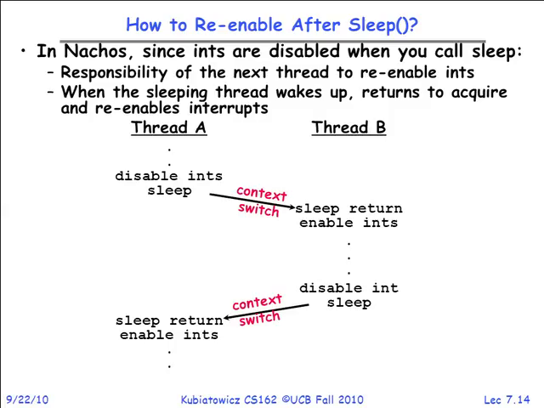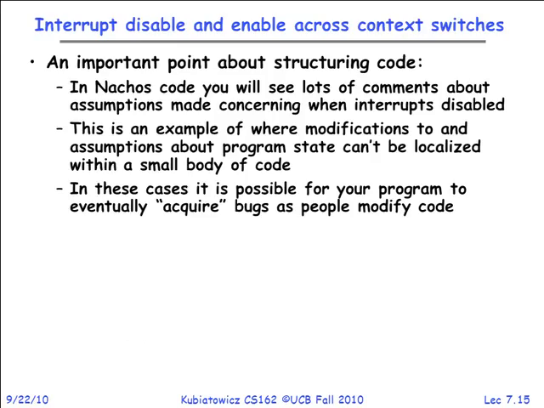Okay. So basically, I'm just repeating this. In Nachos, you'll see lots of comments and assumptions about when interrupts are disabled and when they're not. Just be careful to follow the conventions, or make sure to understand the conventions before you start modifying things, because otherwise you can acquire weird synchronization bugs in the kernel, or weird non-deterministic bugs in the kernel just because you violated some assumption.